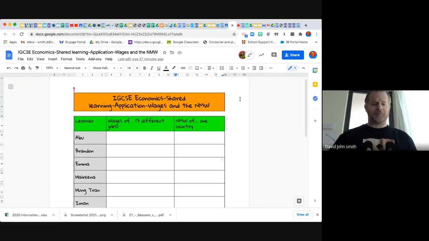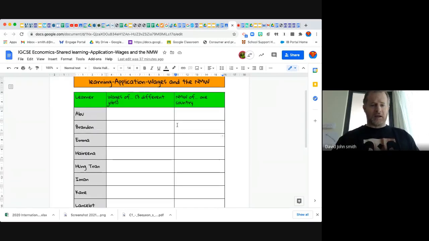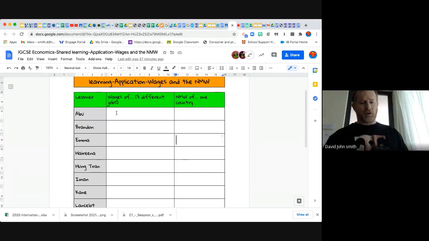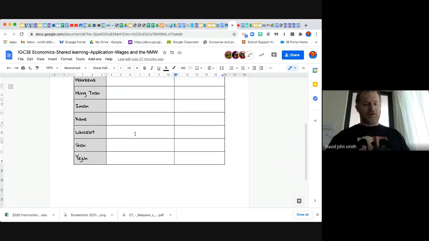All right? Now, all I'm wanting you to do here is to find the wages of 3 different jobs, and you're going to write the job in there and then what the wage is. Now, the only challenge that you're going to have with that particular task, and it could be a sticky one, let's see, is that the jobs that you choose have to be different from everybody else's.